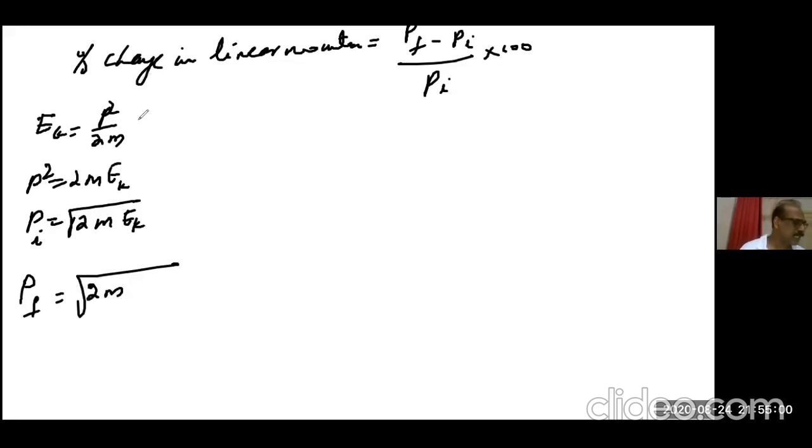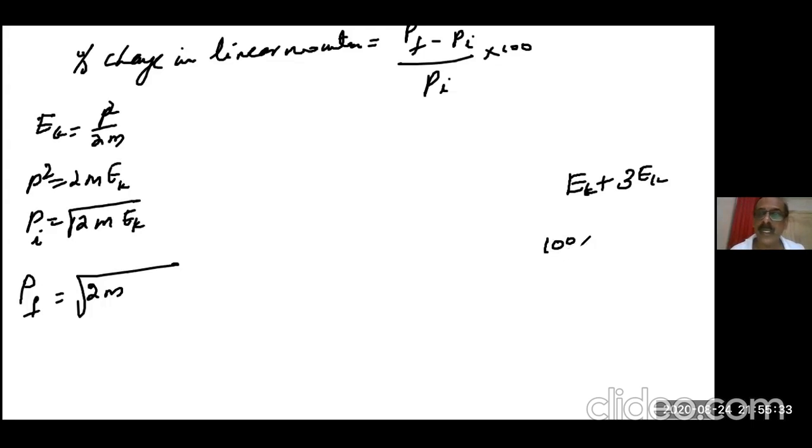Question: kinetic energy of a body increased by 300%. That means the initial kinetic energy is EK. 300% increasing means 3 times it's increasing, right? That's the meaning of it. Say for example, the cost of an object is 100. Now 100% free means you have to get it free. You don't have to pay anything, isn't it?